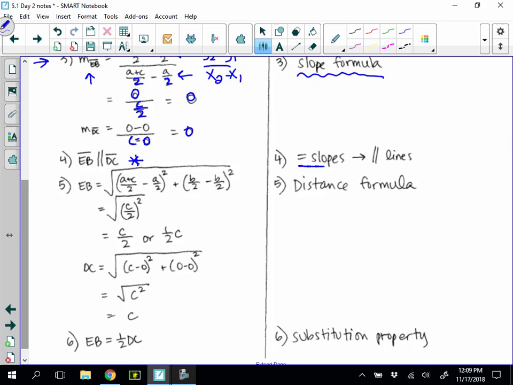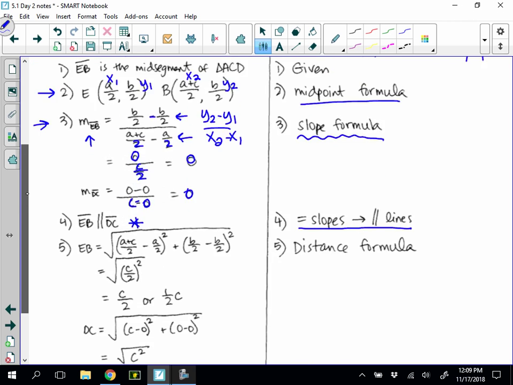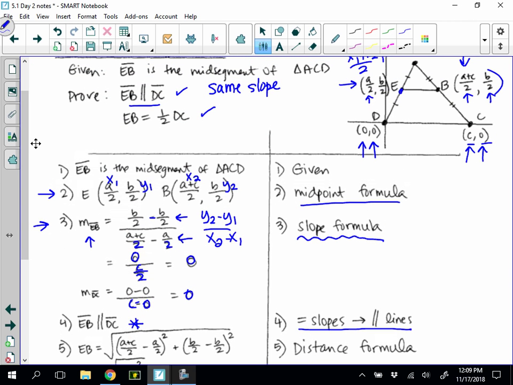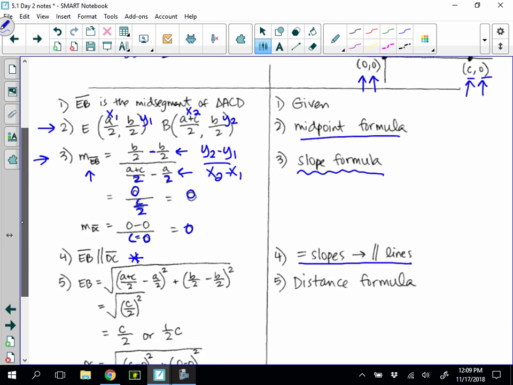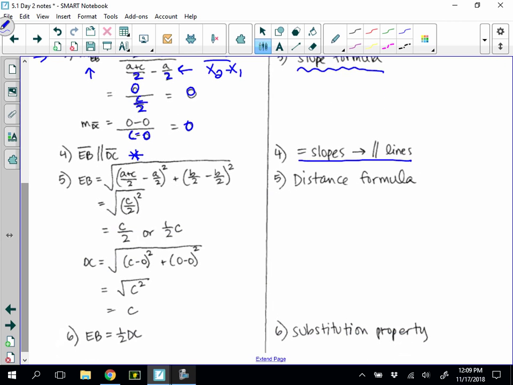And what I've got over here is I just restated the property. If you have equal slopes, that leads to parallel lines. Okay, so I have just accomplished this first part of the proof. Now I need to move on to the lengths. So if I'm trying to show that EB is half of DC, I need to know how long those segments are. So look at line 5.